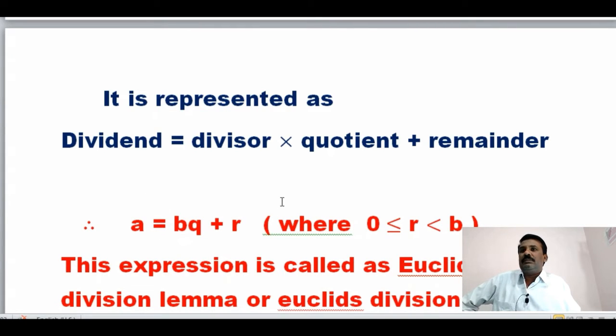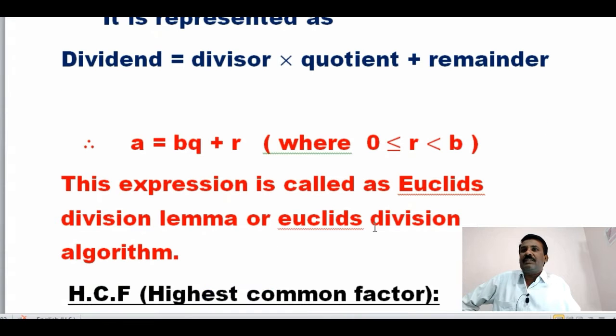The key condition is that the remainder should be less than B, the divisor, and greater than or equal to 0. This expression is called Euclid's division lemma or Euclid's division algorithm. That is, A is equal to BQ plus R, meaning dividend is equal to divisor into quotient plus remainder.